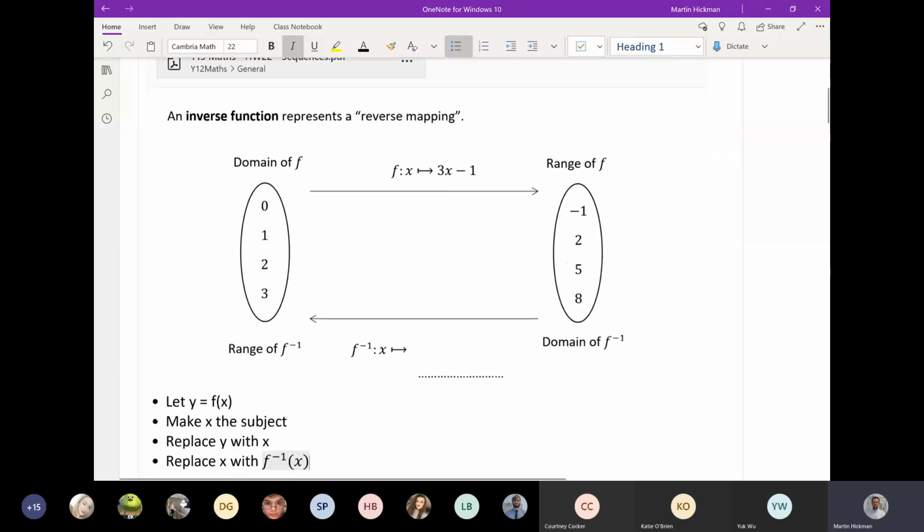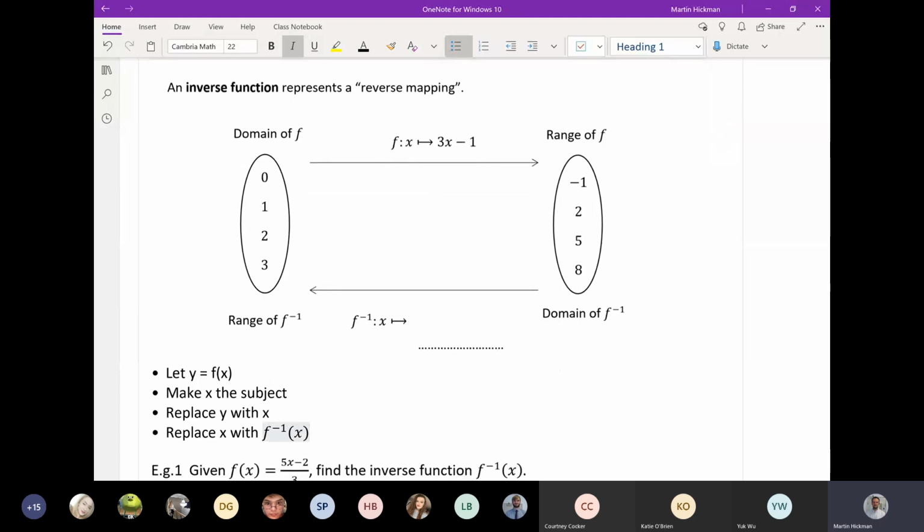So today what we're going to do is look at inverse functions. We'll start it quite simple, but we will get into some quite complicated examples, especially when we're looking at range and domain a little bit later on.